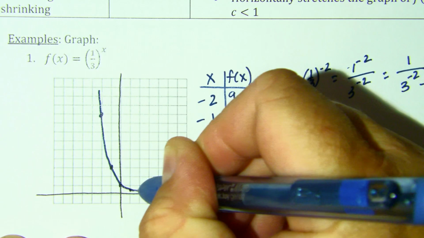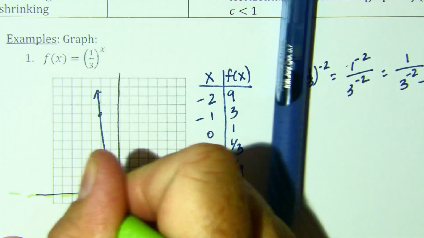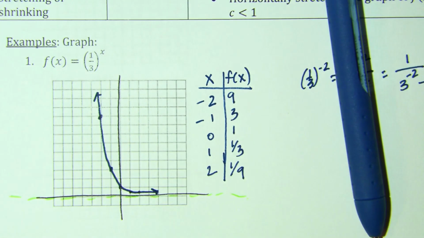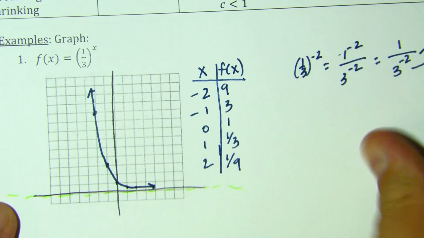And whenever you're drawing these graphs, make sure that you include the horizontal asymptote. It's really important that you graph that as well, because that's part of what's guiding your graph here, is that horizontal asymptote. All right.